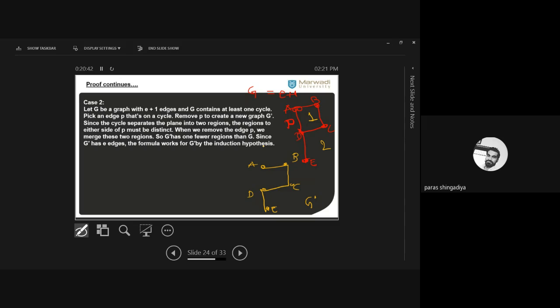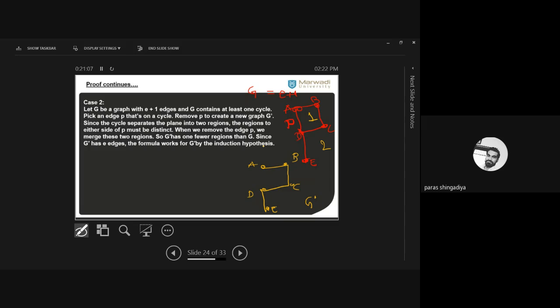When we remove the edge P, we merge these two regions. Both the regions will be merged. And so G dash has one fewer region than the G. Clear? G has two regions, whereas G dash has only one region. So G dash has one fewer region than the G.